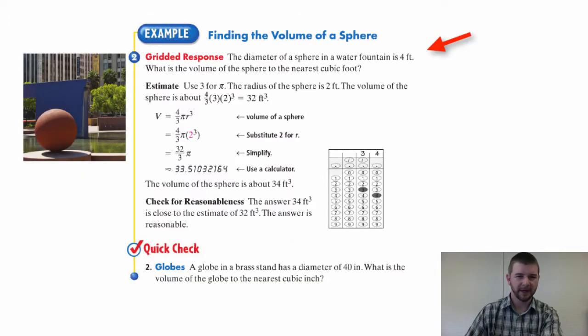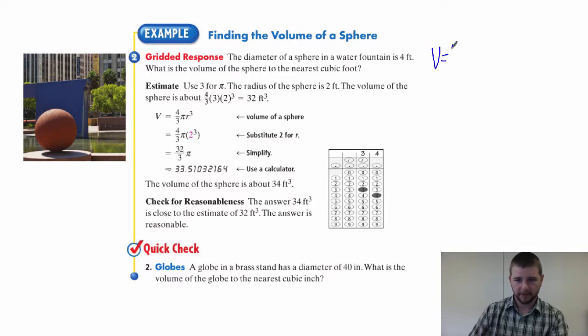Example problem 2, finding the volume of a sphere. The diameter of a sphere in a water fountain is 4 feet. Note that's diameter of a sphere. What is the volume of the sphere to the nearest cubic foot? First, it says to estimate. Use 3 for pi, and the radius, well, if the diameter was 4 feet, we know the radius to be 2 feet, and we find that the volume of the sphere is about, well, we use our formula.